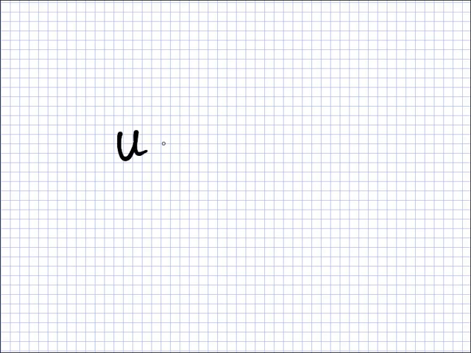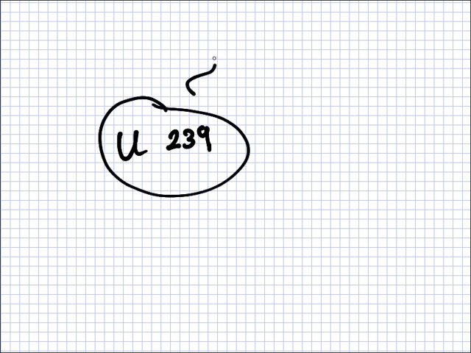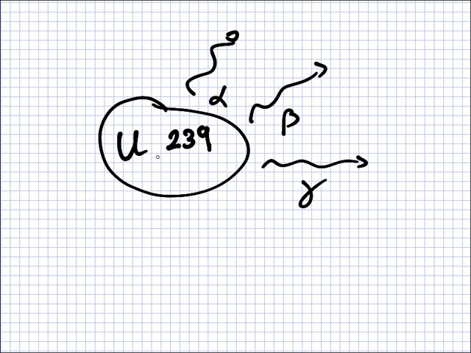Let's say you have something like uranium-238, or what was it, 239? Which was it, 38, 39? I think it was 239, yeah. So here's your uranium. And it releases alpha, beta, gamma. And as this is released, the amount of uranium you have is reducing. So it reduces over time.